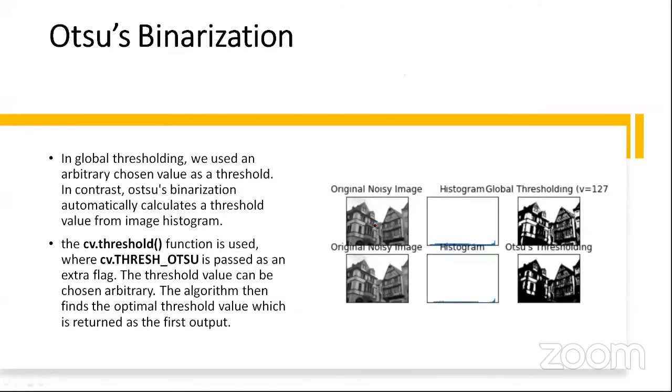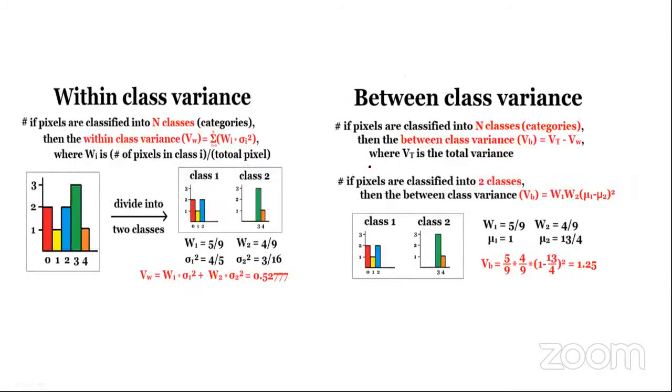We will see how Otsu's binarization works. In Otsu's binarization, the algorithm calculates the threshold using the histogram. In adaptive thresholding, we calculate the threshold automatically by the area. But here we are not using any area. Here we are using the image histogram. We will see how we do it.